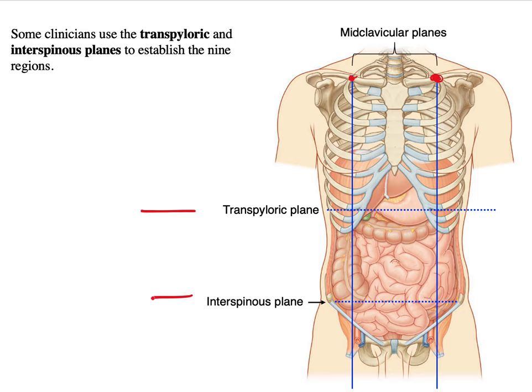So we will use a very useful plane, which is called the transpyloric plane. You know, this is the stomach, and this is the pylorus of the stomach. So there is a plane across the pylorus of the stomach known as the transpyloric plane. And there is a plane between these two anterior processes, the anterior superior iliac spines. It's called the interspinous plane.